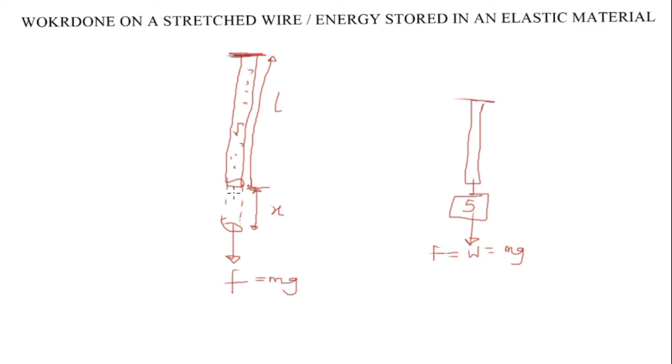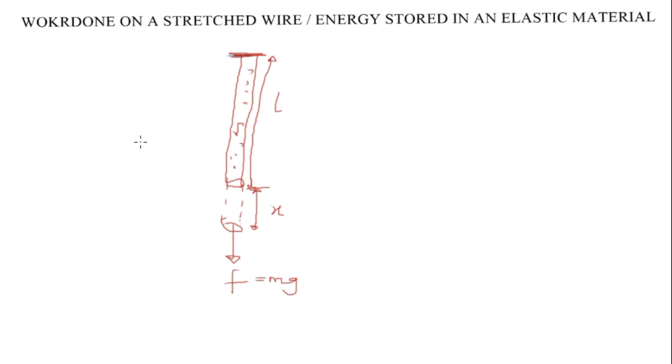This work done is stored in the form of potential energy U, or the elastic potential energy of the stretched wire, and is referred to as the strain energy. The energy stored per unit volume of a stretched wire is called the energy density. Now, let's continue with this.